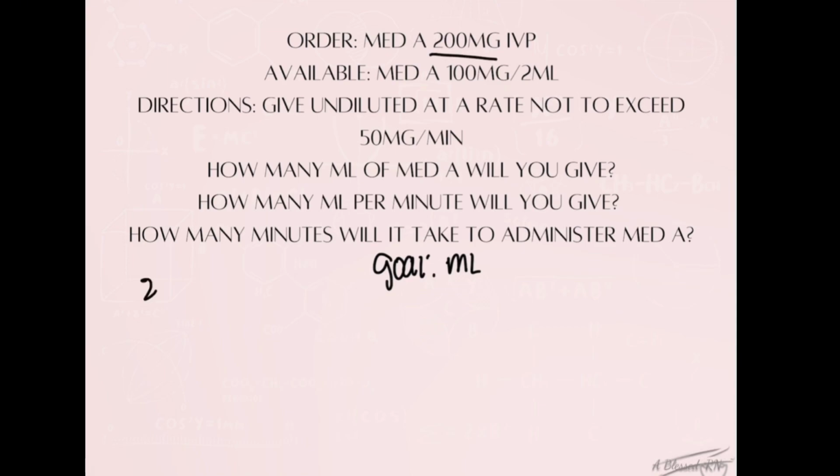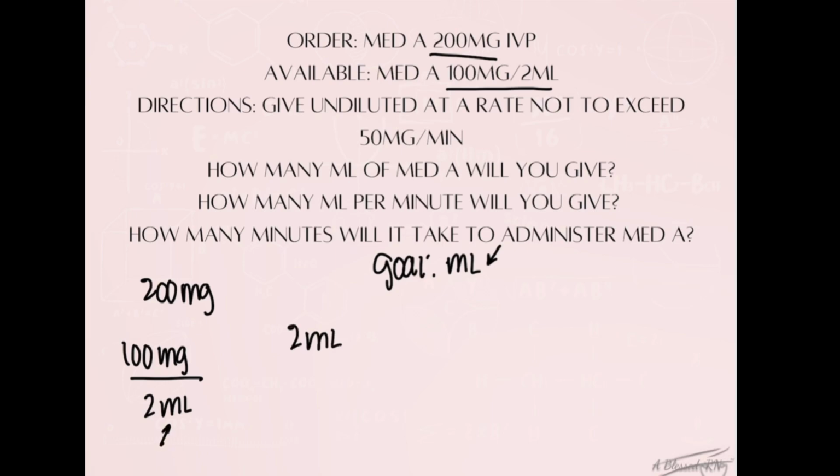So our goal is milliliters. We have an order of 200 milligrams that needs to be given. Our available medicine has the concentration of 100 milligrams per 2 milliliters. I'm going to start with my goal every time. It needs to be first and on the top. This puzzle piece has the milliliters in it, so I'm going to take it and flip it.